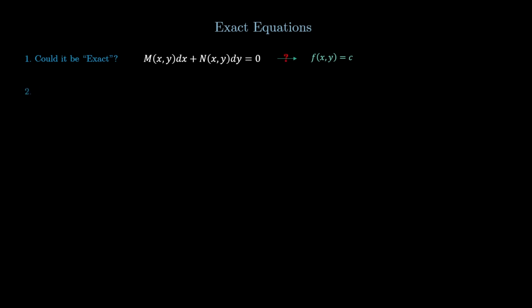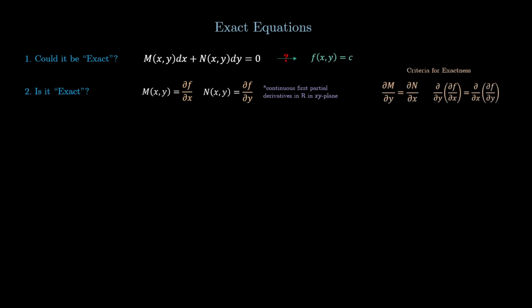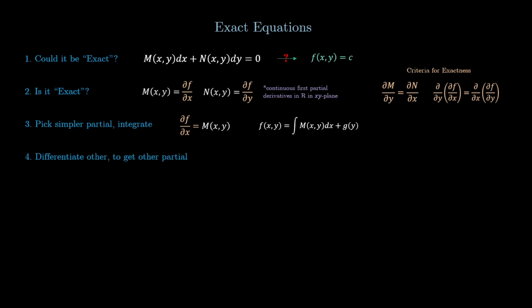Step 2 is we try to prove that. Is it exact? Are the terms M and N equal to the first partials of that function f? Of course, they have to be continuous first partials in some region R. The way we do that is we have the criteria for exactness. We take dM/dy equals dN/dx, and if that's true, we say it is exact. Once it is exact, we pick the simpler partial and then we integrate. So for example, we could pick the partial M, okay, and integrating we would get f of x,y. And then we could differentiate to get the other partial.